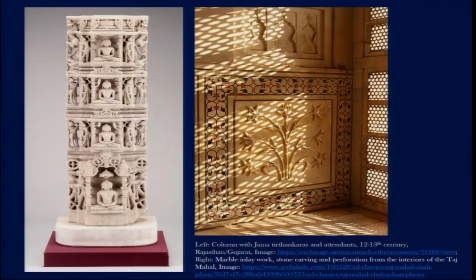Then I also wanted to do this comparison. So let us look into this image on the left side of the screen. It's a fragment of a column, perhaps found in either Rajasthan or Gujarat, and it was made sometime between the 12th and 13th century. It's a column that shows the Jaina Tirthankaras, and here we have 4 registers, and within these registers in the central panel we have the seated Jaina Tirthankaras.